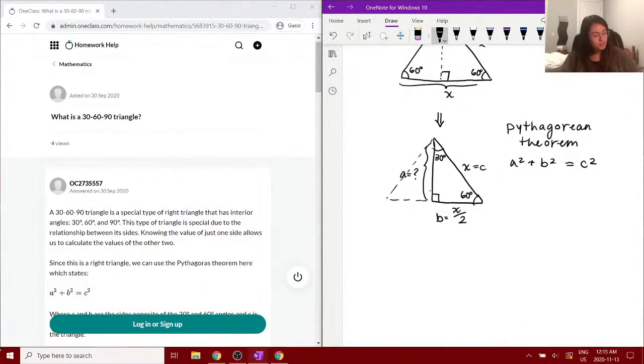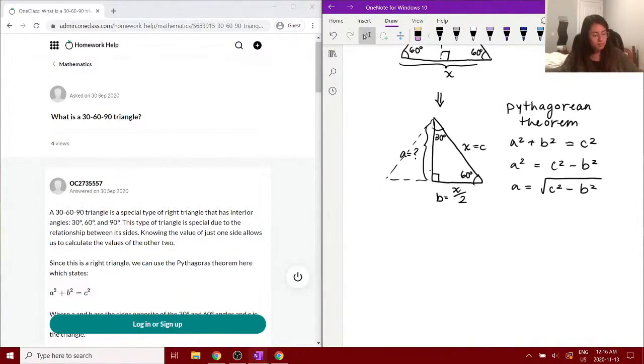So let's rearrange the equation for a. If we want to know what a is, we can say a squared is equal to c squared minus b squared, and then take the square root, and we have a is equal to the square root of c squared minus b squared. Okay, and we know what b and c are from our triangle. So we have the square root of x squared, that's from here, minus, for b we said b is equal to x divided by 2, squared.